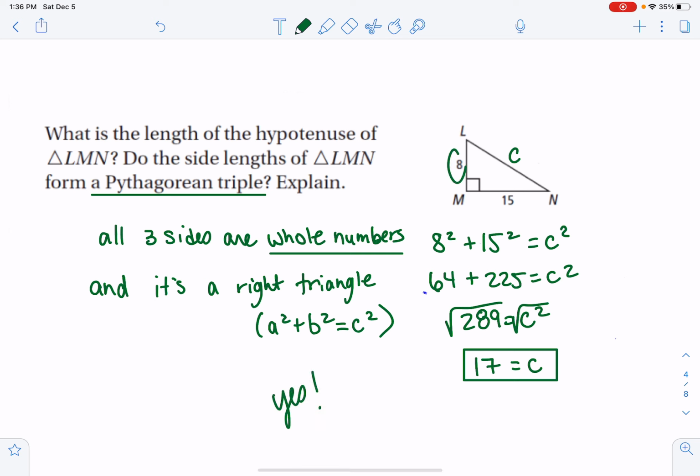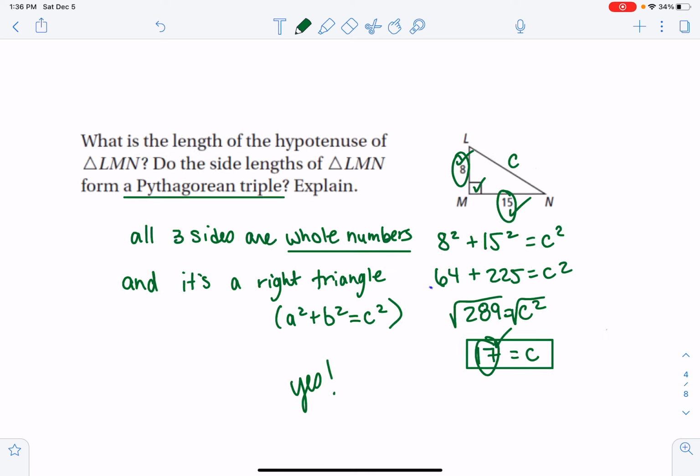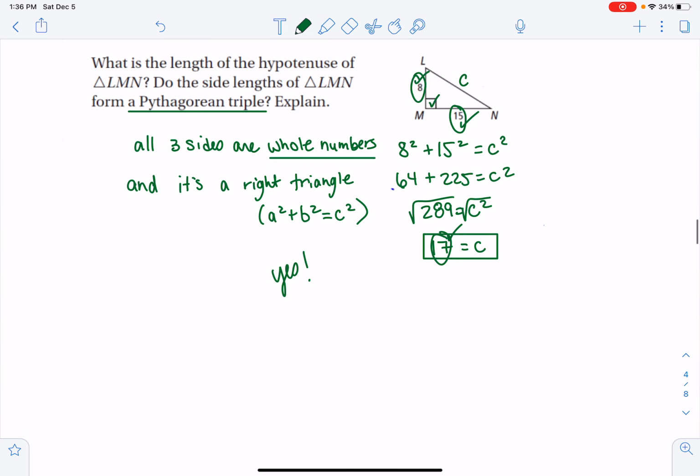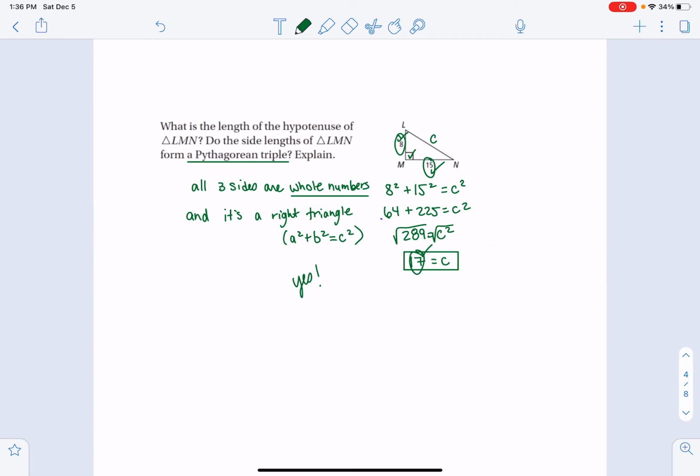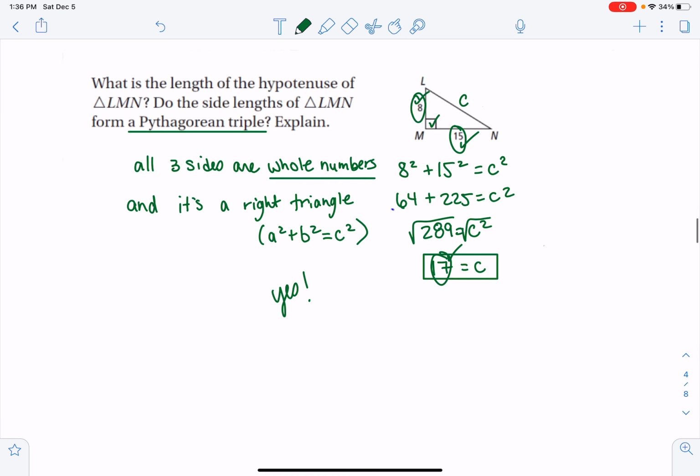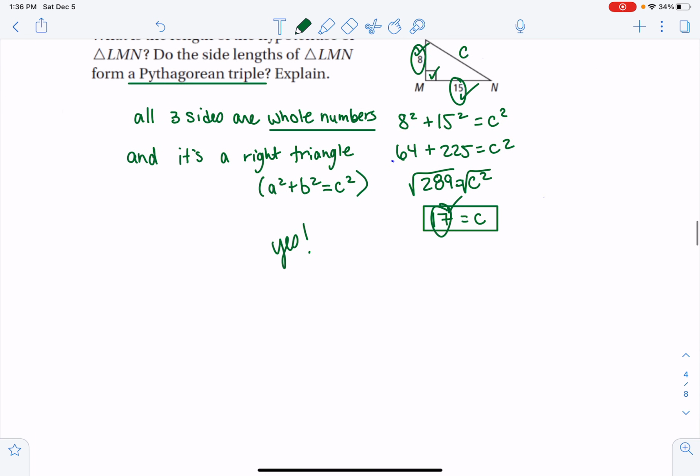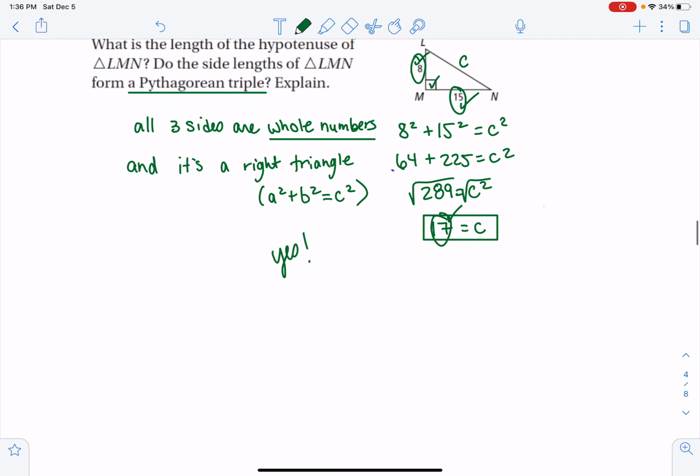because 17 is whole, 8 is whole, and 15 is a whole number. And 8 squared plus 15 squared does equal 17 squared. So it's a right triangle. We see that right here, and these are all whole numbers. So yes, it's a Pythagorean triple. It would not be a Pythagorean triple if any of the numbers were decimals or if it did not make a right triangle. So if it was an acute or obtuse, it's not a Pythagorean triple. If any of the sides are decimals, it's not a Pythagorean triple.